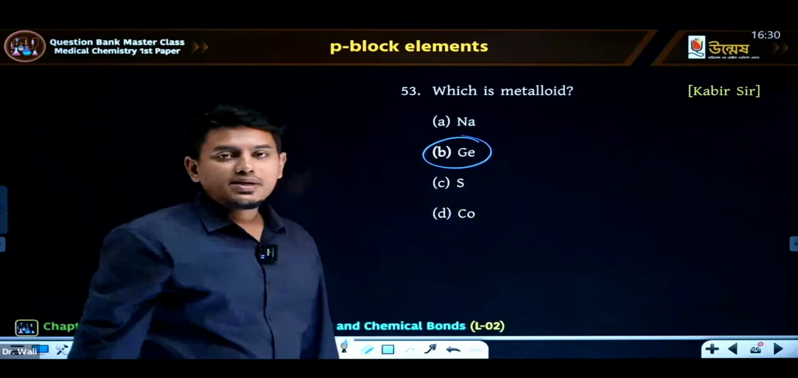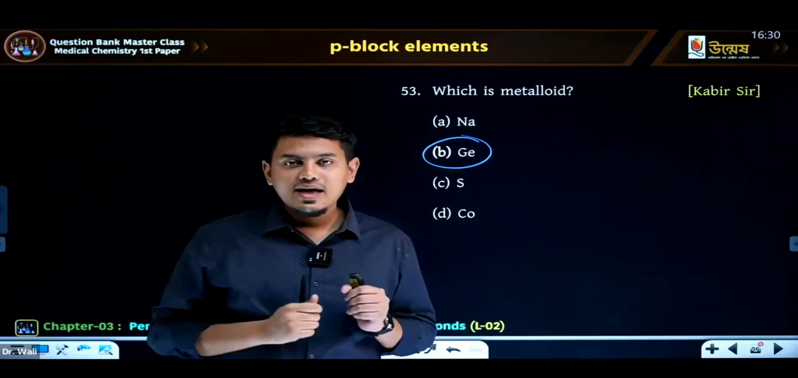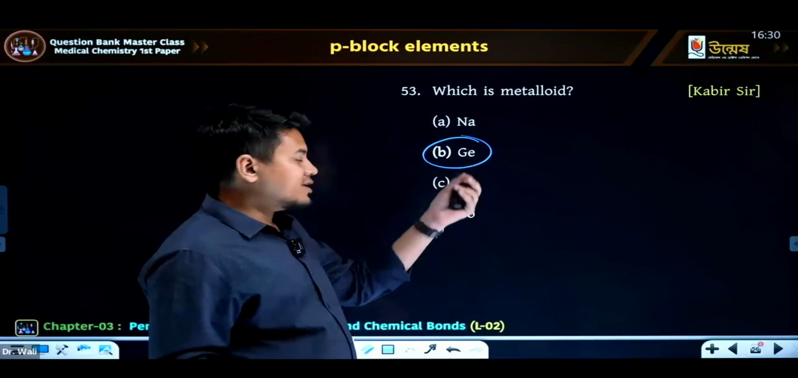Which is a metalloid? Metalloids can be remembered with the following mnemonic. Boro chele jano সব থেকে মাতাল. With the "jano", we remember germanium.